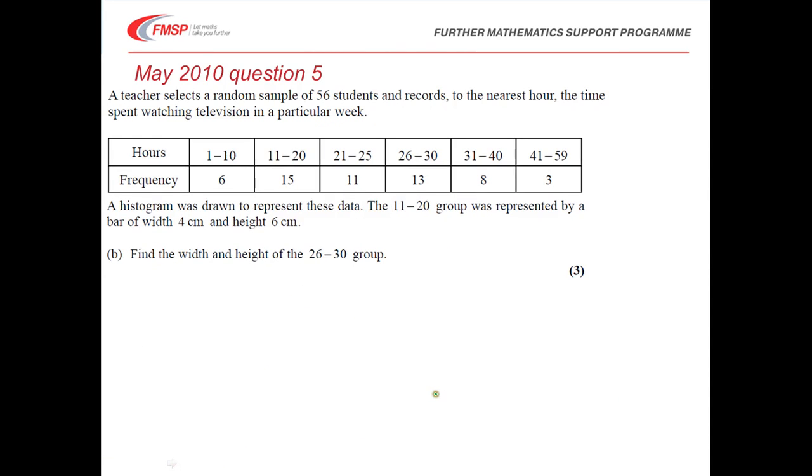Okay. Now I'm going to go back now and look at part B, which I haven't done. And you're told there's a histogram that's been drawn. And these are not particularly pleasant questions. There are ways of doing it. I believe a picture speaks 1,000 words, so I'm going to do it by drawing something. So a histogram was drawn to represent this bar, and it had a width of 4 centimeters and a height of 6 centimeters. Okay? I know that the frequency of this group is equal to 15.